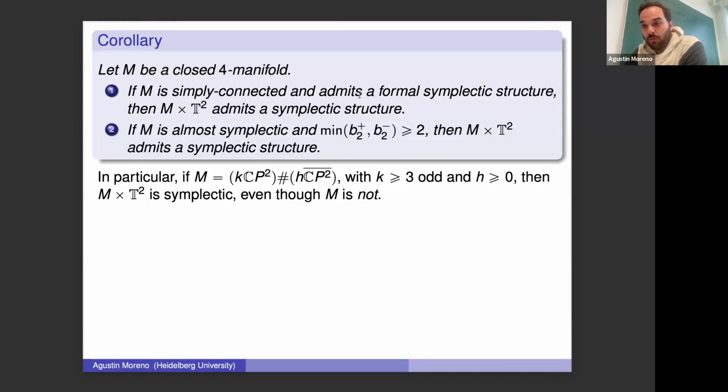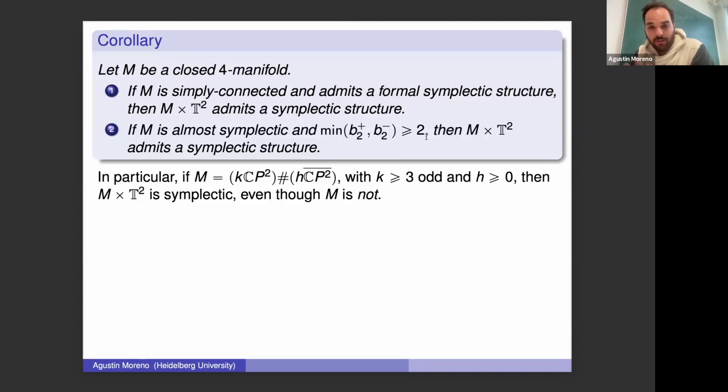So this sort of appears all over the place when you do gauge theory. Right? So under this condition, and you can say, well, most four-manifolds satisfy this condition. So we're sort of throwing away, I mean, the ones that we're throwing away are the minority in some sense. Then the product with T2 is actually also symplectic.